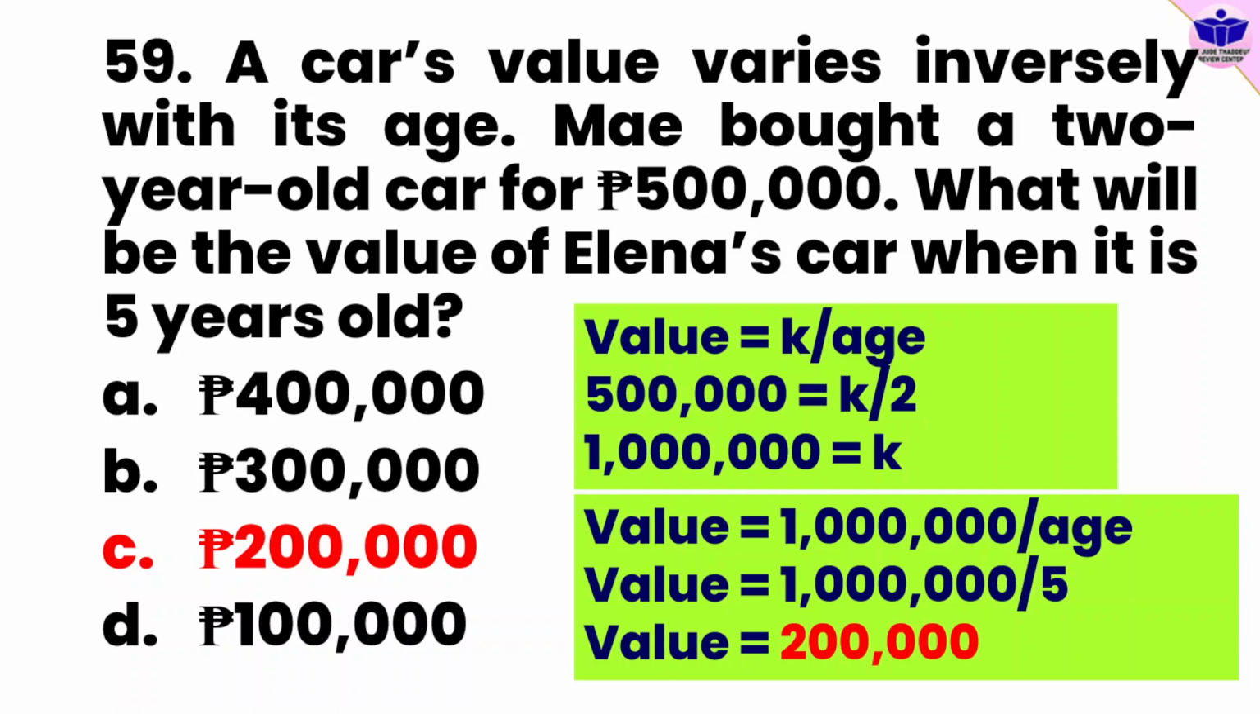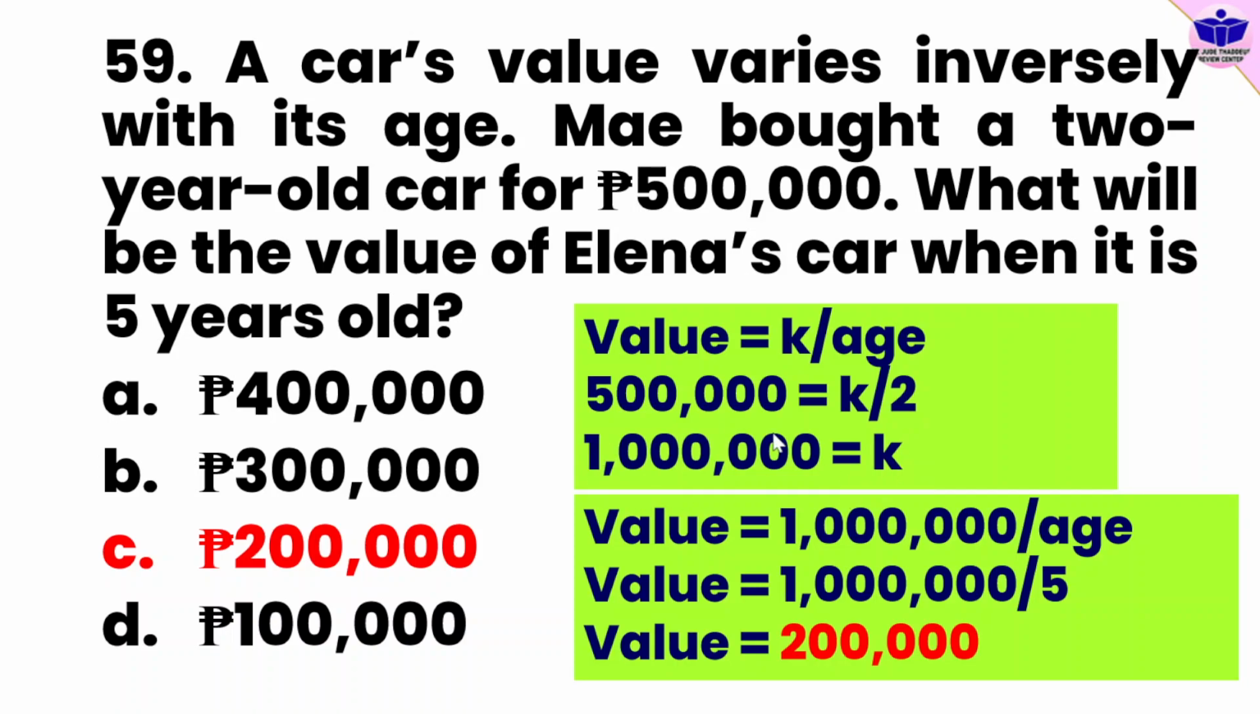If we do it algebraically, there are two ways to answer this. First is applying the formula for inverse variation. The formula is y is equal to k over x, where k is the constant of inverse variation. In this problem, value is inversely proportional to age. You can put value here or age here, it's the same thing. Value is equal to k over age. Let's say the value is 500,000 and the age is 2. So the constant of inverse variation is 1 million.